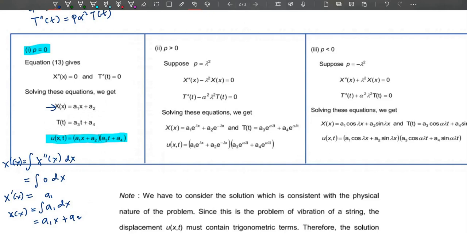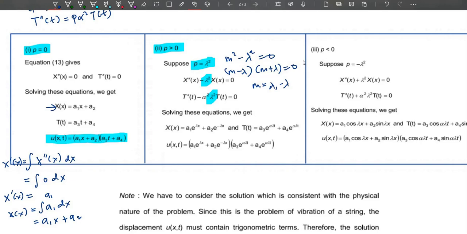And next, as you can see, for P greater than 0, we suppose that P equal to lambda squared, because anything to the power of 2 is a positive constant. So right now it will change into these equations. We will be using the characteristic equation, also known as the auxiliary equation. So here it will be m squared minus lambda squared equal to 0. Here it can be factorized into (m minus lambda)(m plus lambda) equal to 0. Therefore, m equal to lambda and negative lambda.